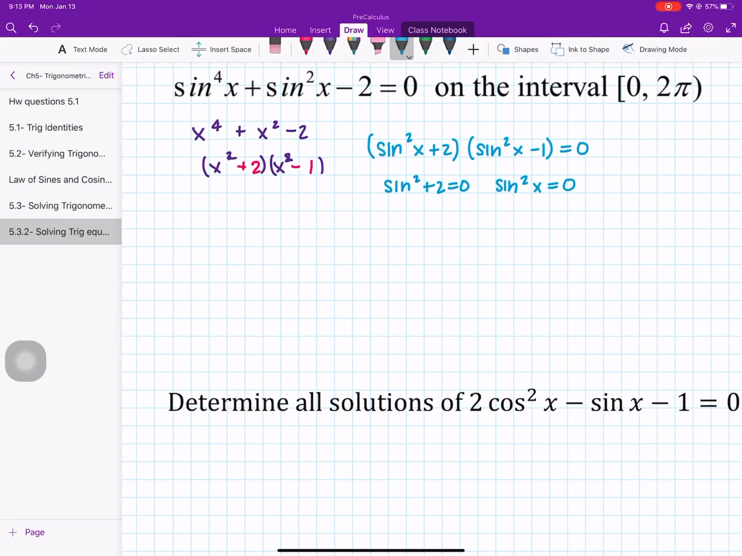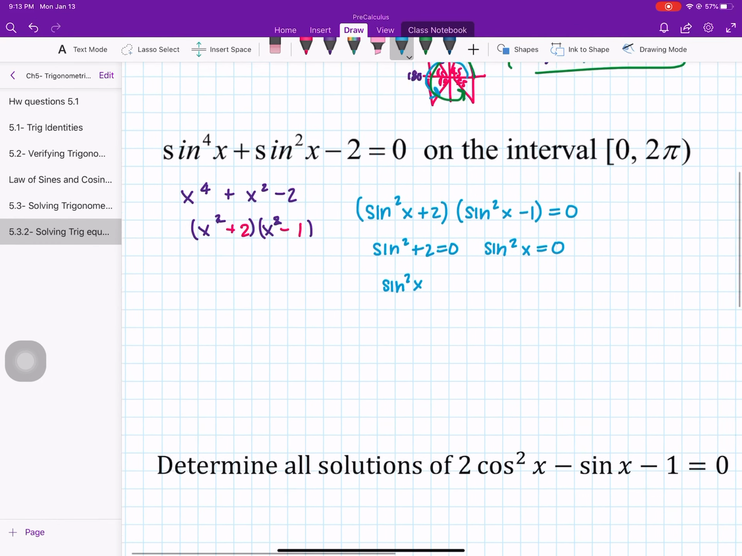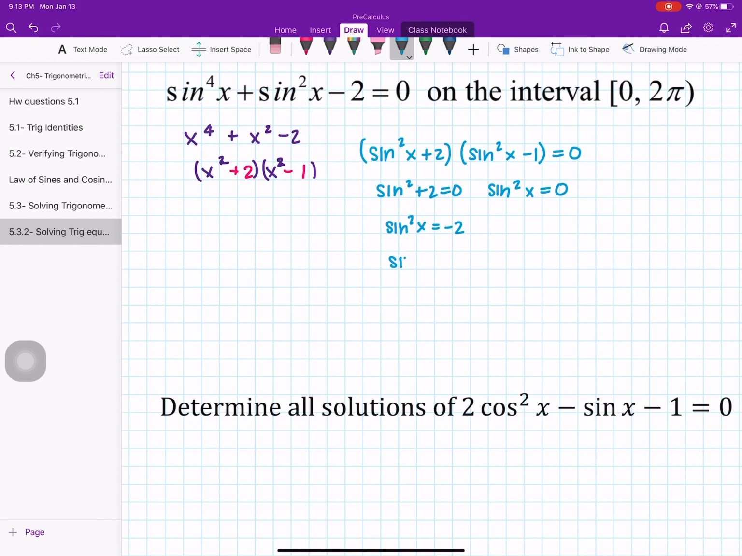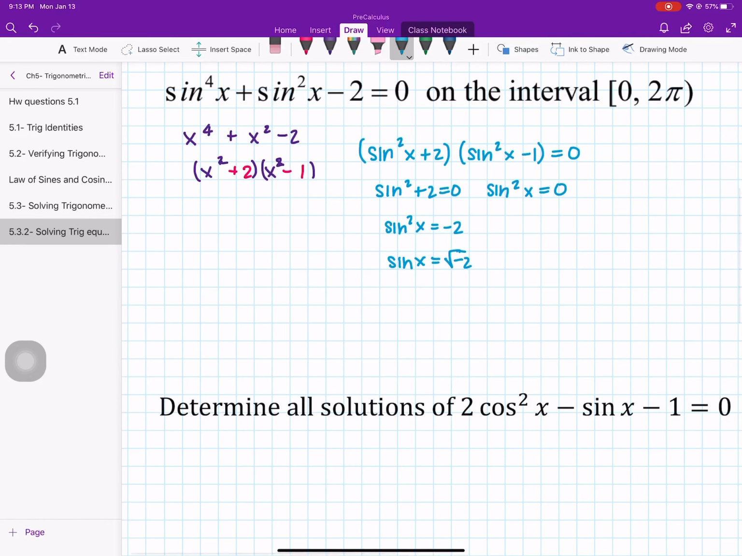And solve each smaller equation. So the sine squared of x equals -2. And then you have to square root both sides. And stop right here. There is no way that the sine of x is going to equal an imaginary number. So this part of the equation has no solution. You can just stop.